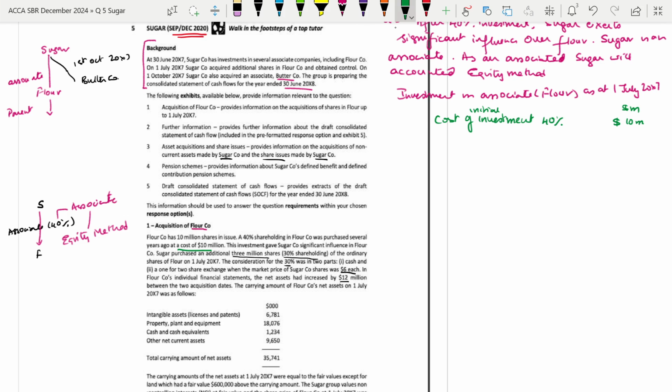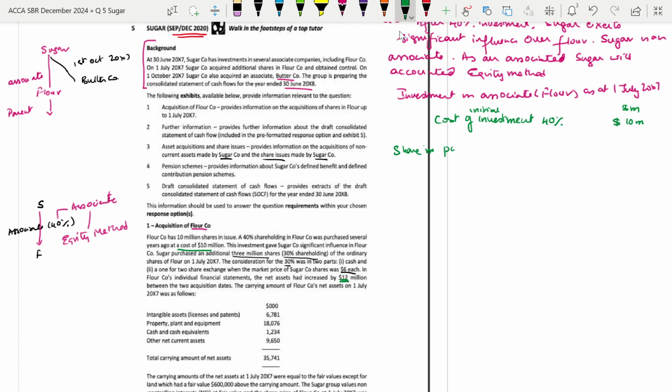Now, what happens? Very simple, very easy. They increased it to 30%. The consideration of 30% is in two parts: one for the share and another for cash. In Floor's individual financial statements, the net assets have increased by 12 million. Is it right?